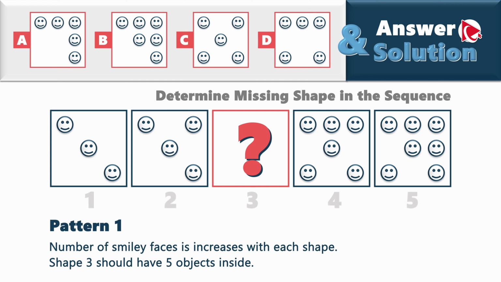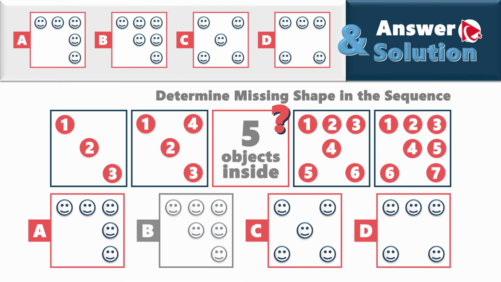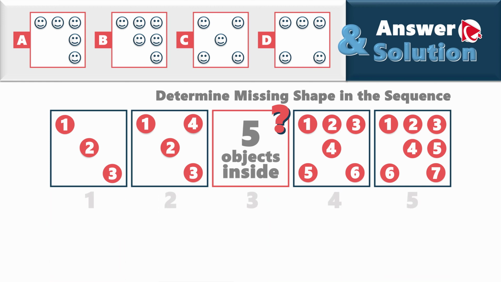So shape 3 should have 5 objects inside. And the reason is because shape 1 has 3, shape 2 has 4, then 5, 6, and 7 in shape 5. Well, it helps us a little bit because it eliminates choice B. But we still have choices A, C, and D we need to sort through to make sure we can find the right answer. Well, we do it by finding the second pattern.